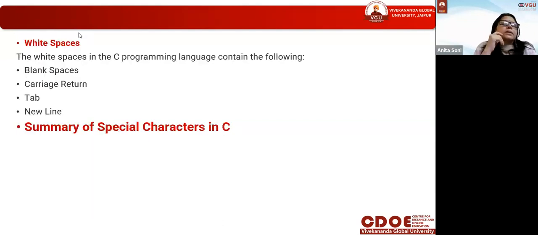The C programming language allows some special symbols, like white space. White space in C programming language includes blank space, carriage return, which means the enter key, tab, which is equivalent to 8 spaces, and new line. New line means when you print a statement for output, after execution, the cursor will automatically come to the next line. So these are the special characters we use in C programming language.